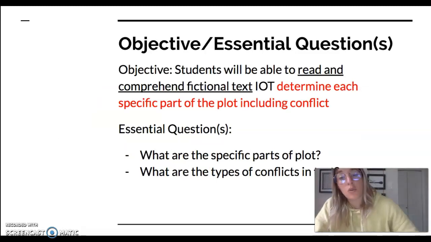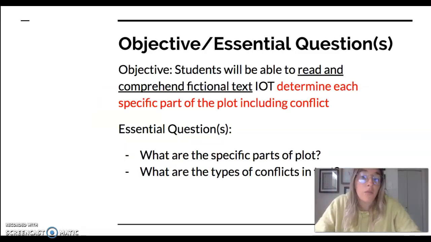The objective and essential question. The objective is very similar to Monday. You're going to be able to read and comprehend fictional text in order to determine each specific part of the plot, including conflict. So your essential questions are, what are the specific parts of plot, which you should know, but I'm not going to give them to you today. Well, actually I am, but you should know them. And then what are the types of conflict within a text?